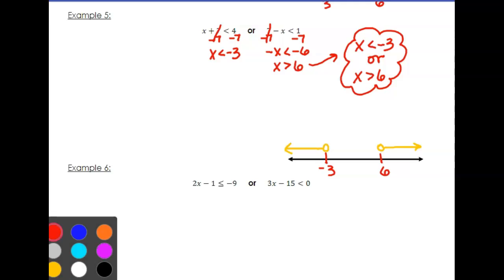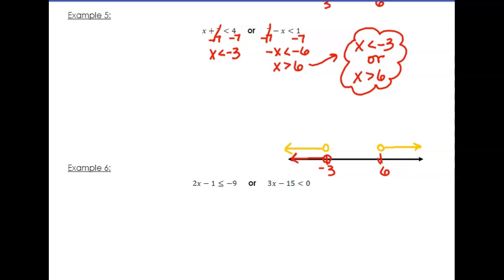Remember that an OR inequality satisfies either inequality. So that means that my solution set that satisfies either one is this and also this. So anywhere that you see shading in yellow, that's where you shade for your solution.